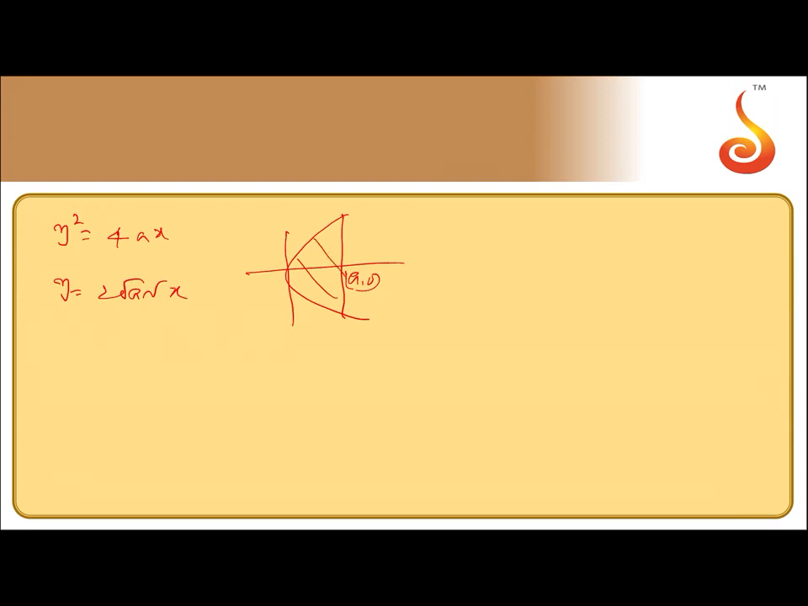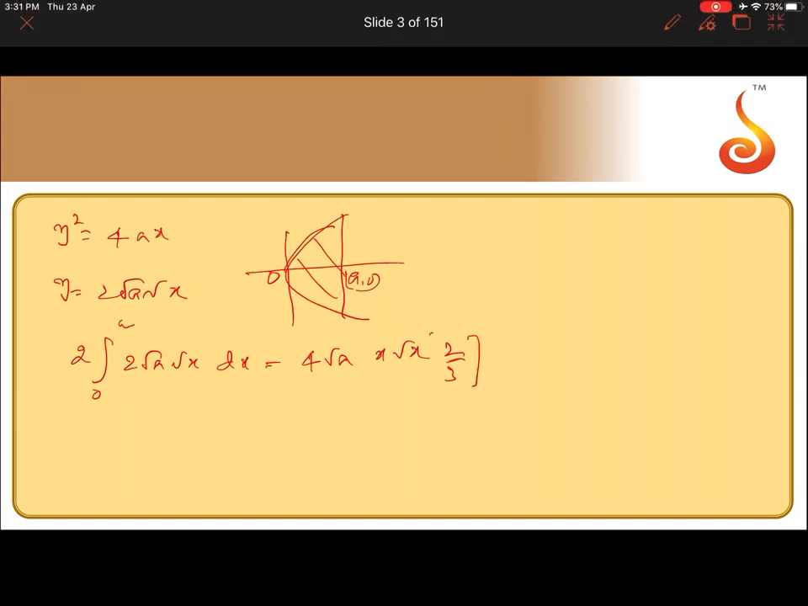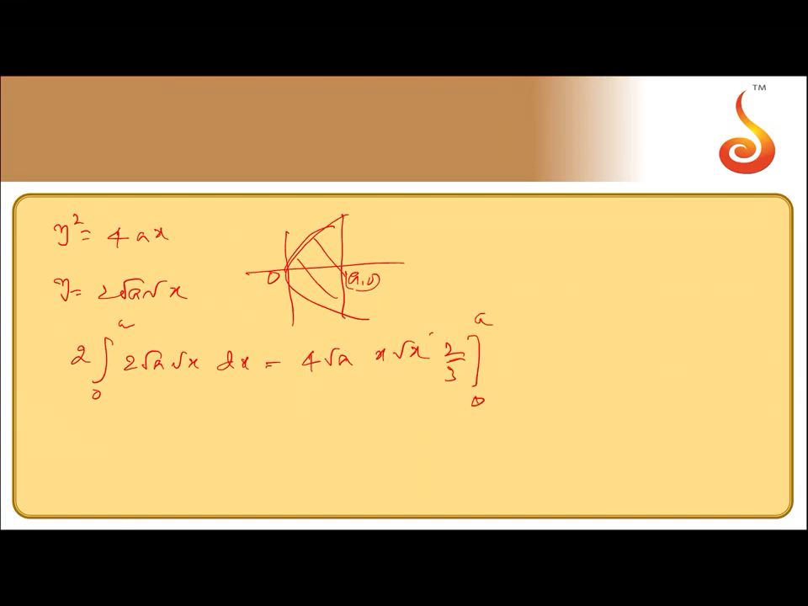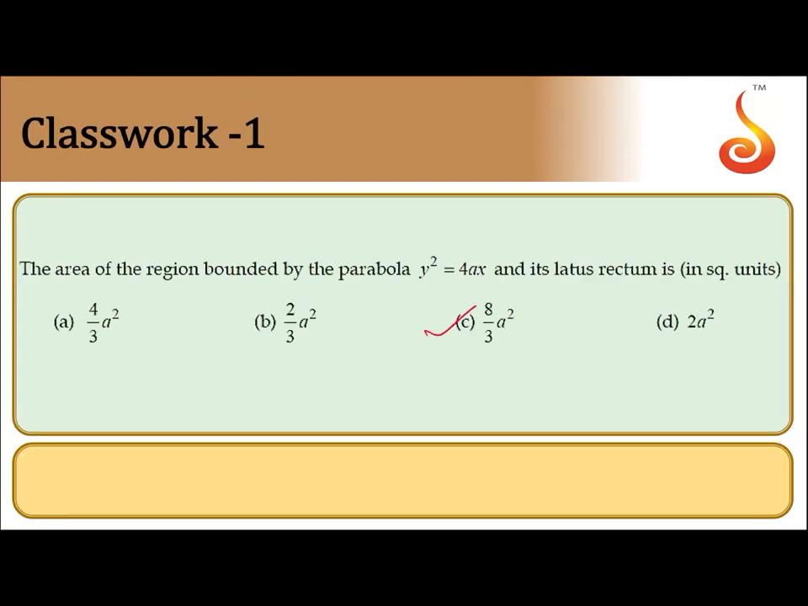Now we'd like to calculate it from 0 to a above the x-axis, twice of it. Twice the integral from 0 to a of y dx, 2 root a root x dx, and that is equal to 4 root a multiplied by x root x into 2 by 3. The limits are from 0 to a. When you substitute the value, 8 by 3 root a multiplied by a root a, therefore 8a square by 3. That's the answer.